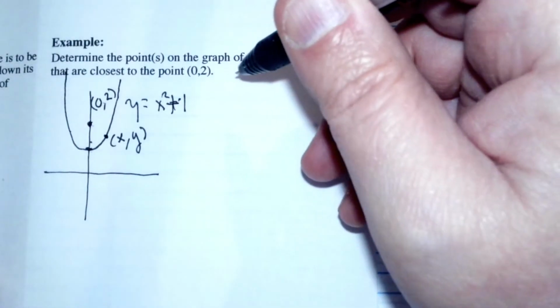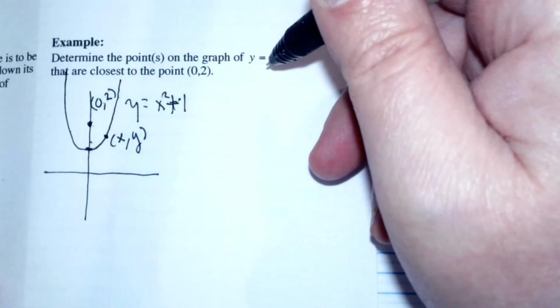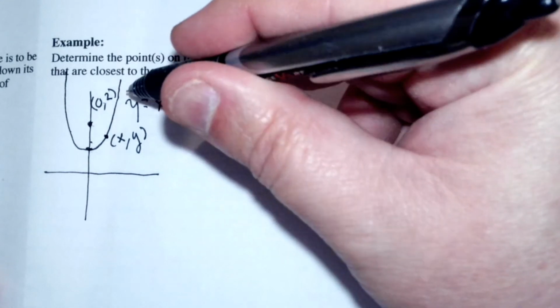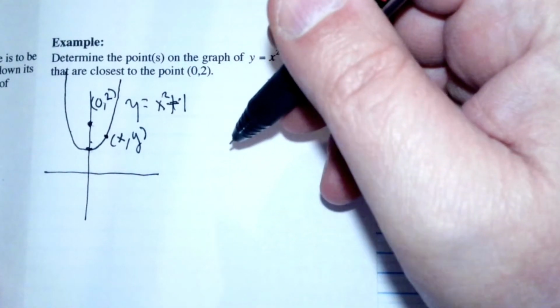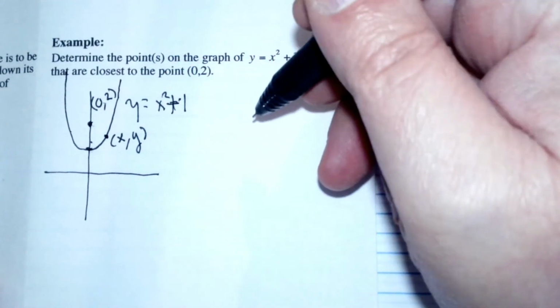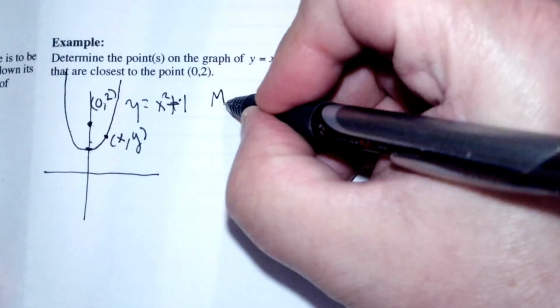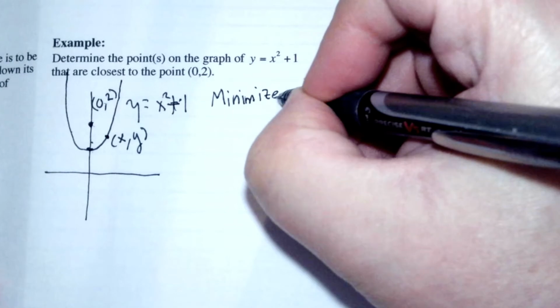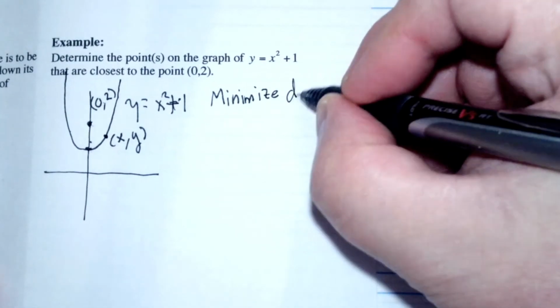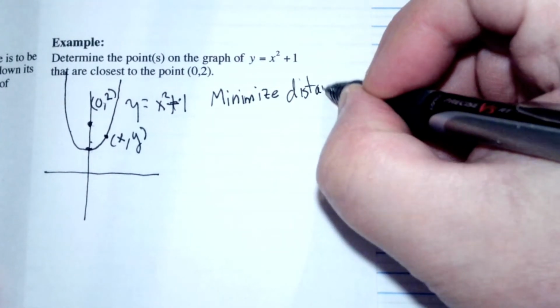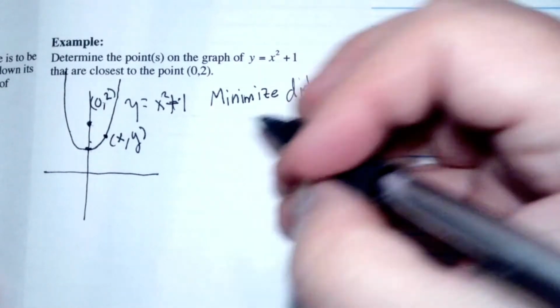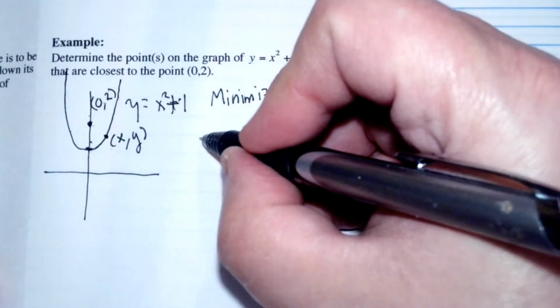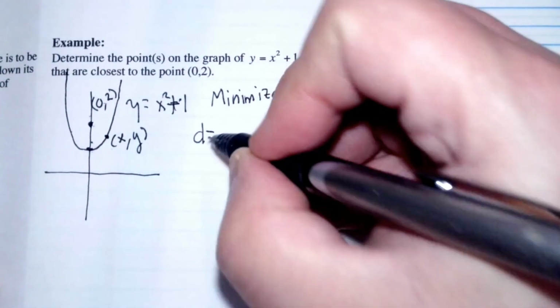Alright, so I don't see the word maximize or minimize. All I see is the word closest. Well, two points are closest when their distance is a minimum. So what we want to do is minimize the distance between these two points. So this will be our primary equation.